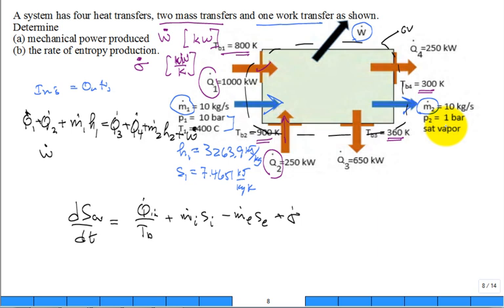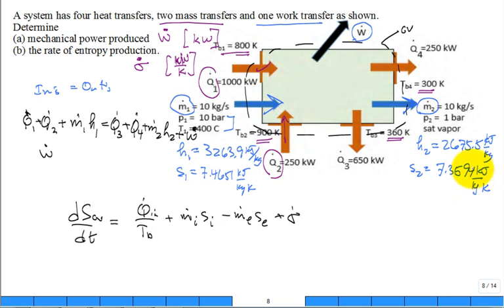And I also have to come over here for saturated vapor at 1 bar. I have to get H2, the enthalpy exiting, 2675.5 kilojoules per kilogram, and S2 equal to 7.3594 kilojoules per kilogram Kelvin.